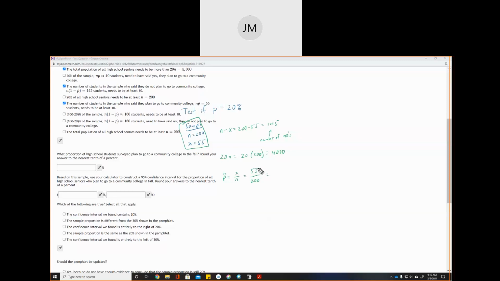So as a fraction, that's 55 over 200, or as a decimal, that's 0.275. I can also see that if I'm going to write this as a decimal, I can get this off of my calculator.